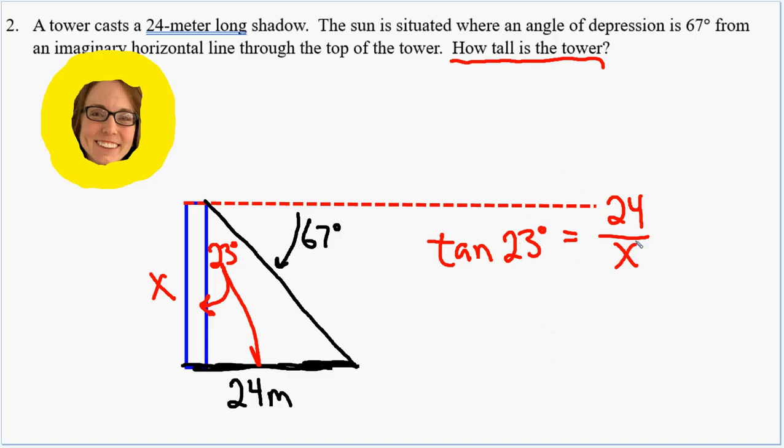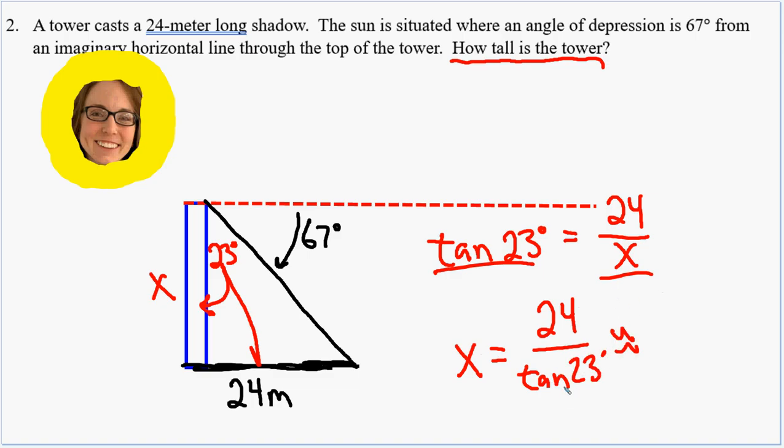To solve and get x alone, we would multiply by x and divide by tan 23. So these, in effect, just switch places. x is equal to 24 divided by the tan of 23 degrees. If everything goes right with the calculator button pushing, the height of the tower is about 56.5 meters.